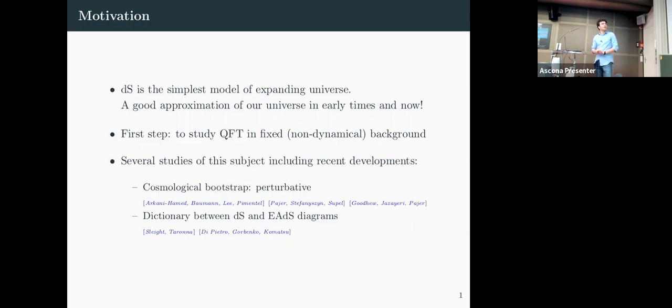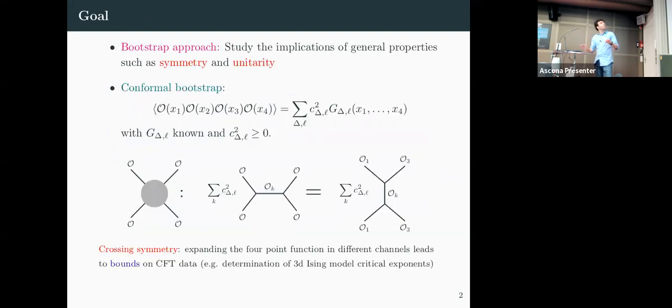Under the umbrella of cosmological bootstrap, and also the dictionary between de Sitter and Euclidean AdS, both of them are perturbative calculations. But our approach is mostly like the conformal bootstrap approach, where we want to study the implications of general properties like symmetry, like Wightman symmetry, other symmetries, and also unitarity.